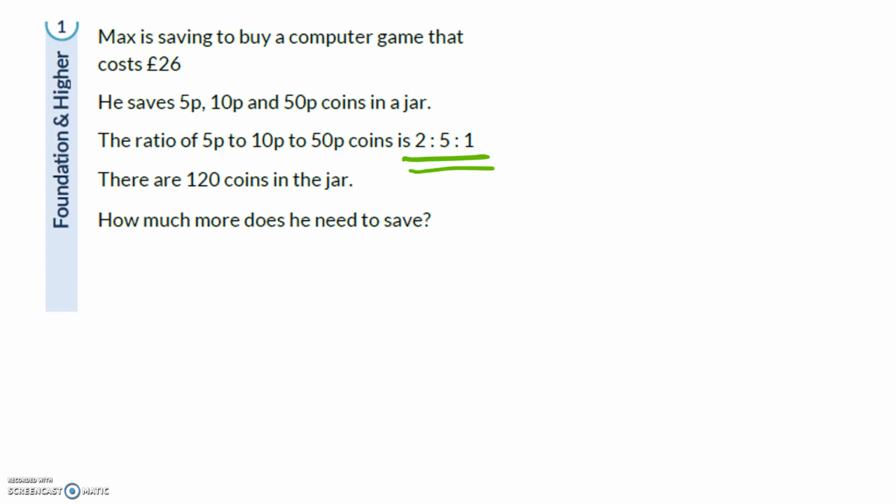Okay, and the first thing we're going to do is add up the number of parts in that ratio, just like we did before. So we've got 2 plus 5 plus 1. So that gives us 8 parts. There are 8 parts in this ratio.